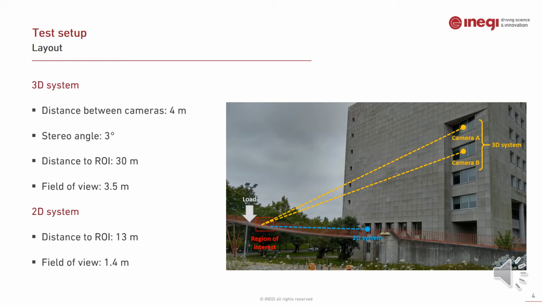They were at a distance of 30 meters to the region of interest and captured about 3.5 meters of the length of the bridge. And then the 2D system was a camera 13 meters away from the region of interest, and it captured about 1.4 meters along the length of the bridge. And because of the trees which obstructed some of the bridge's view from the window, we could not point the camera perpendicularly to the surface, which forced us to implement a perspective correction algorithm.